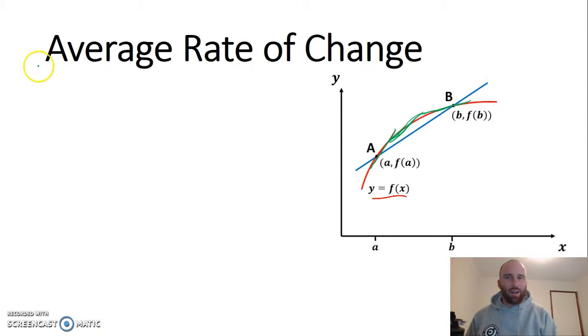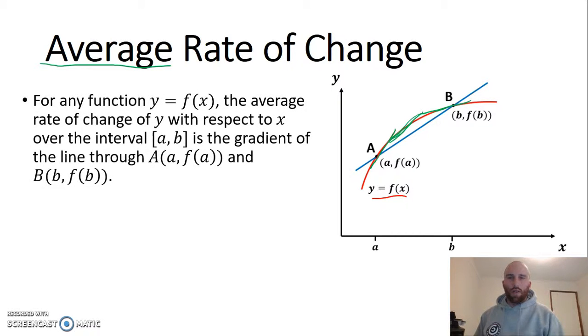This is where we can actually calculate the average rate of change between it all. We can use the average as a baseline of what the rate of change, or the gradient, is. For any function y equals f of x, the average rate of change of y with respect to x over the interval a and b, so that's our domain, with a and b down the bottom, is the gradient of the line through a, f of a, and b, f of b. We've just found x and y using a formula, so think of it as x1, y1, x2, y2.